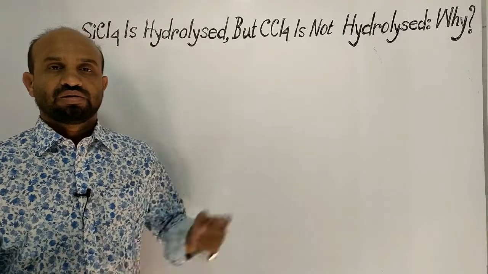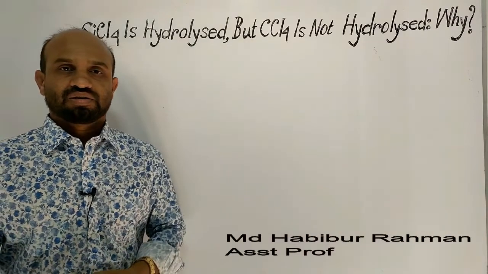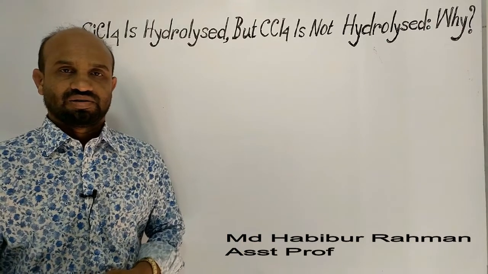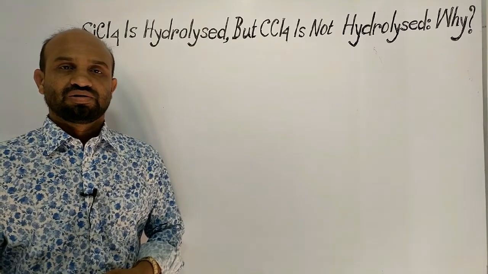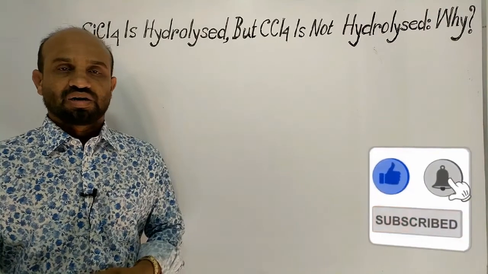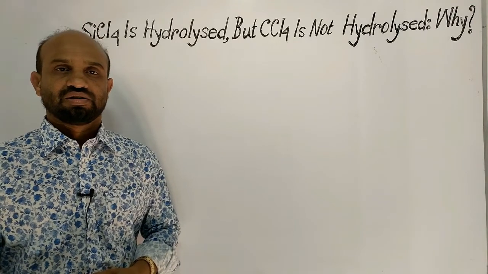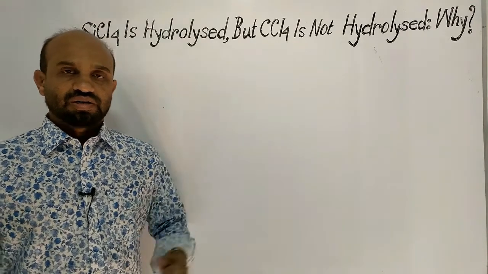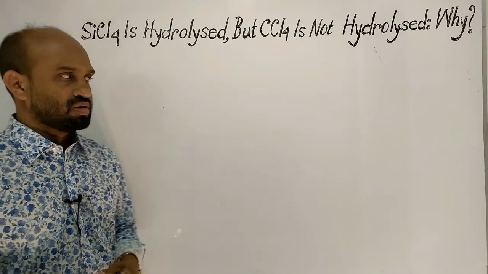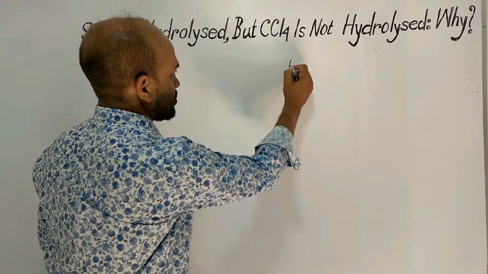Today's lesson: silicon tetrachloride is hydrolyzed, but carbon tetrachloride is not hydrolyzed. Why? First of all, let's try to know why this question arose. We can get the answer to this question from the positions of carbon and silicon in the periodic table. Let's see the positions of carbon and silicon in the periodic table. Carbon and silicon belong to column 14.